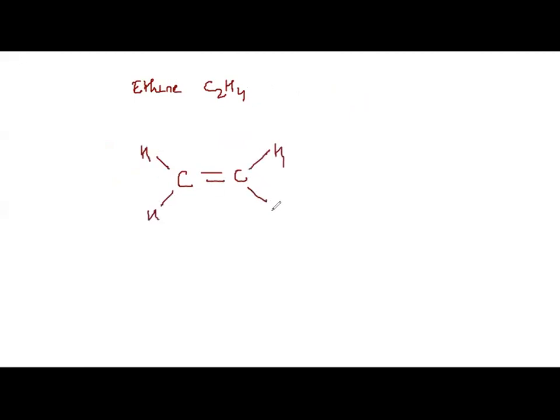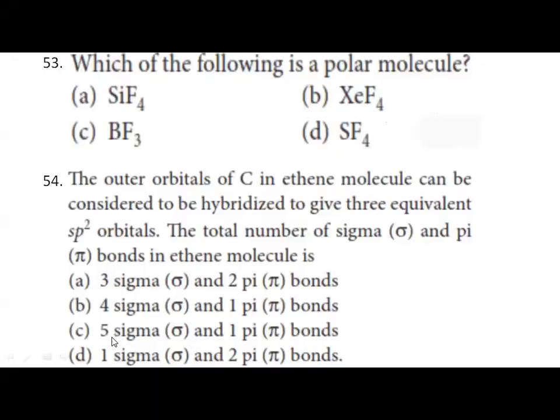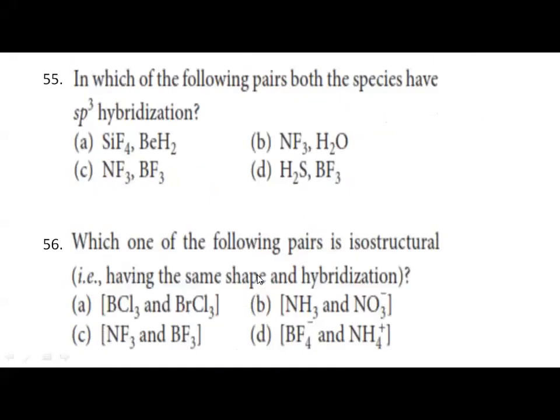So we are going to see how many sigma bonds. 1, 2, 3, 4. In a double bond, 1 will be sigma, 1 will be pi. So totally there are 5 sigma bonds and 1 pi bond. Yes, so it contains 5 sigma bonds and 1 pi bond, which is our correct option. C option is correct.